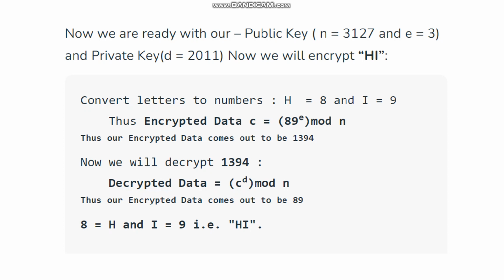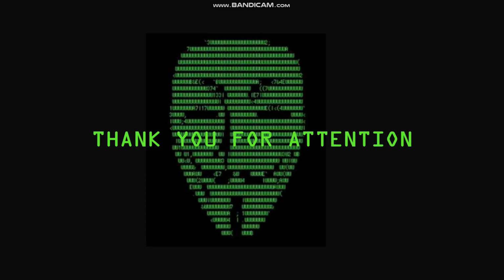But also in the Moodle, I will post the code in Python, where you can use it for implementing RSA and trying to encrypt or decrypt some data. Thank you for your attention.